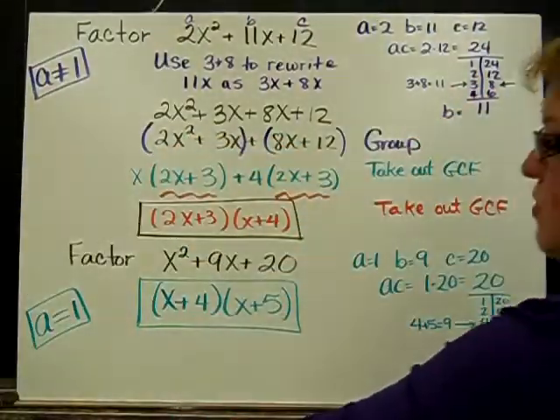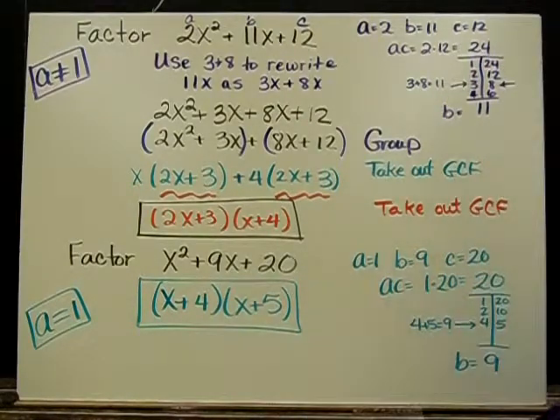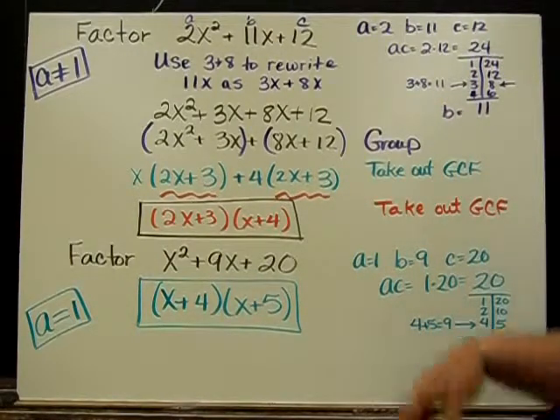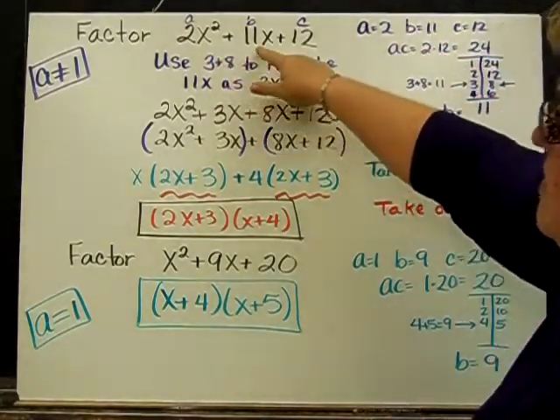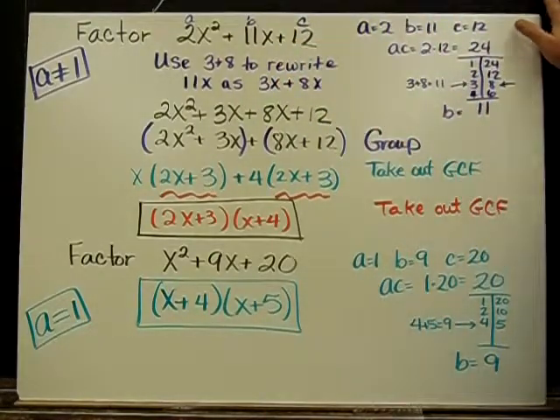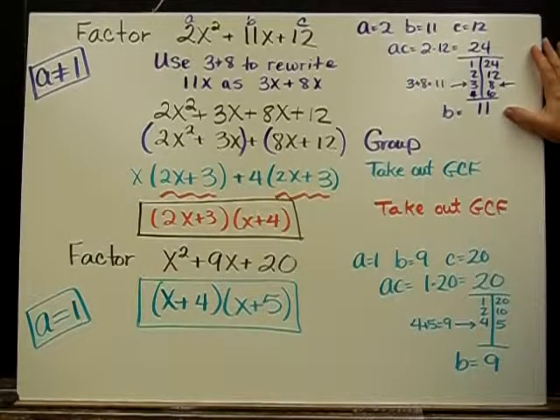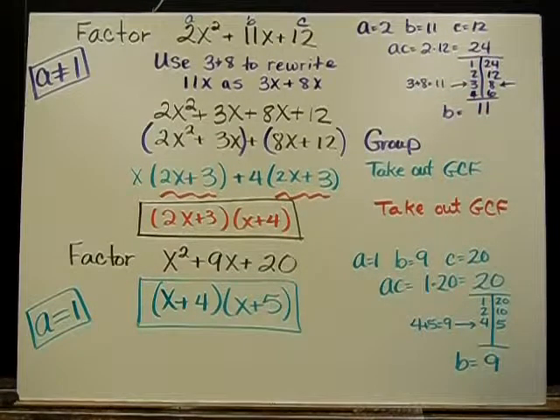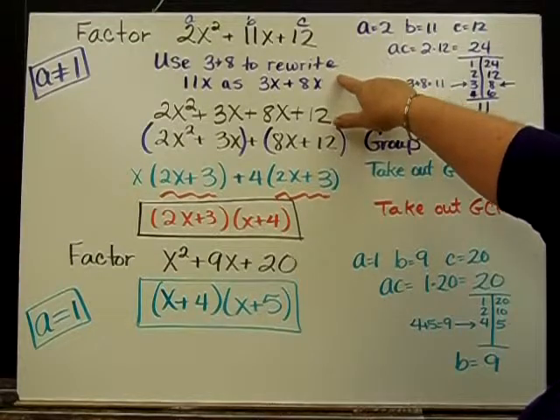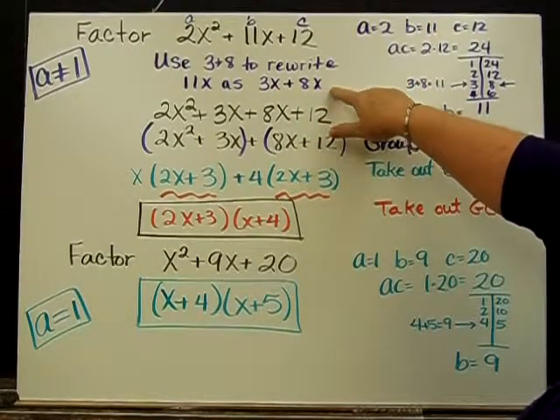Okay, in our first example, we're going to factor 2x squared plus 11x plus 12, and we notice that a is not equal to 1. So we know that a is 2, b is 11, and c is 12. So AC would be 2 times 12, which is 24, and b is 11. So we want to know what will multiply to give us 24 and add to give us 11. All of these combinations multiply to give us 24, but the only one that adds to give us 11 is 3 plus 8. So we're going to use 3 plus 8 to rewrite 11x as 3x plus 8x.